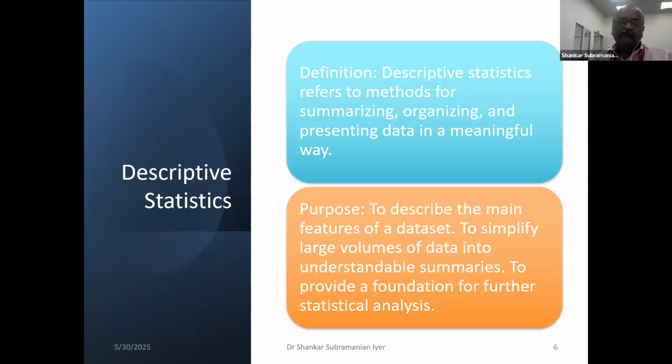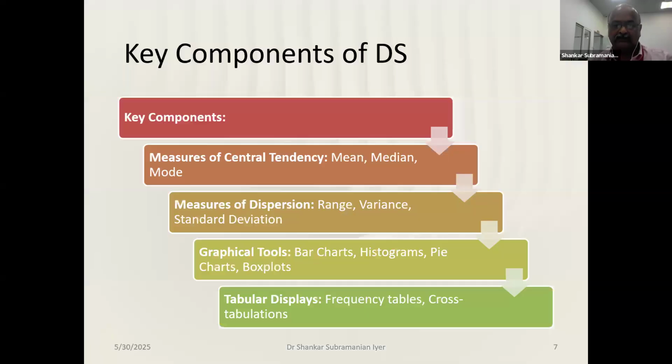So descriptive statistics refers to the methods for summarizing, organizing, and presenting data in a meaningful way. The purpose is to describe the main features of a data set, to simplify large amounts of data into understandable summaries, and to provide a foundation for further statistical analysis. So this is very simple to look at and probably remember, because prima facie the definition is not so important as what you could expect the outcome from statistics or descriptive statistics.